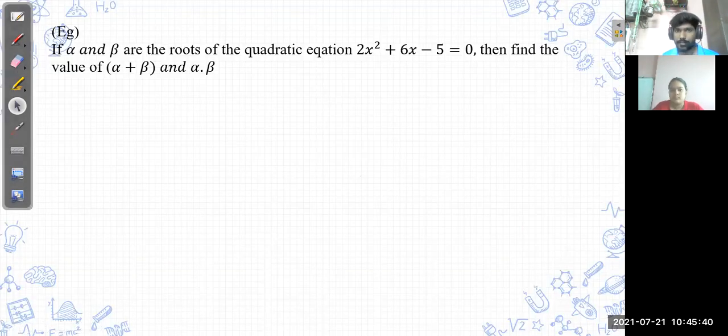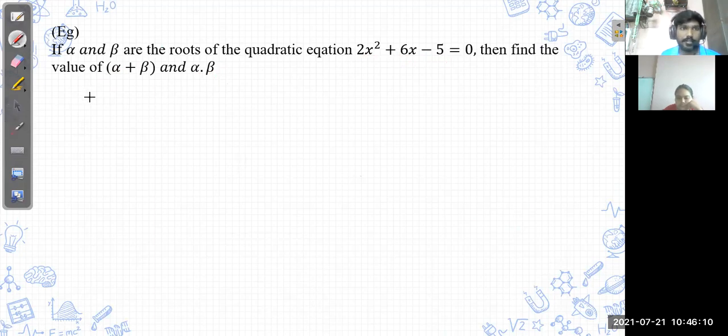Let's see one example. This quadratic equation is given to you: 2x square plus 6x minus 5 equal to 0. Find alpha plus beta and alpha into beta, that means sum of roots and product of roots. Sometimes, instead of alpha plus beta and alpha into beta, the question can say find sum of roots, find product of roots.